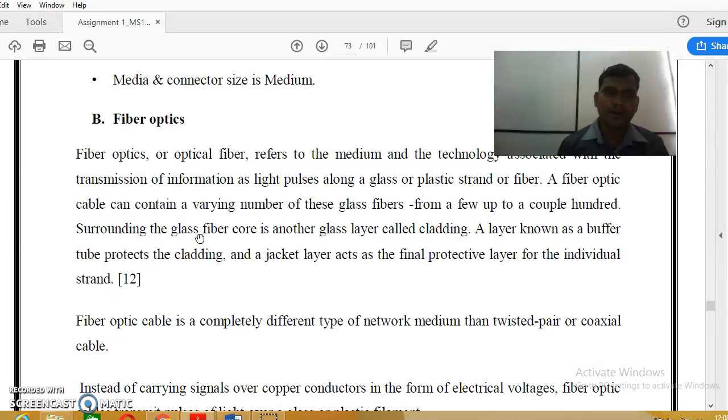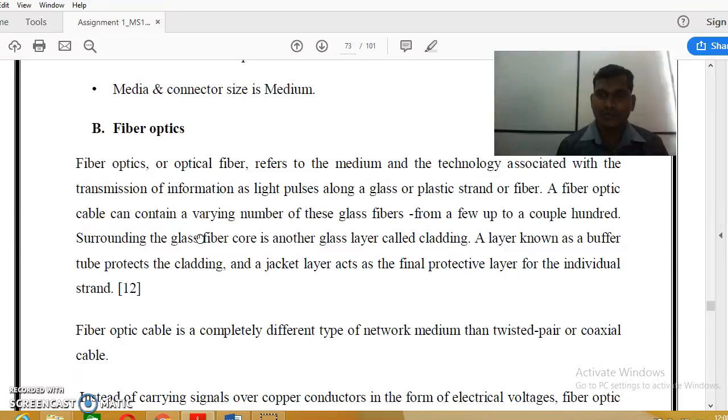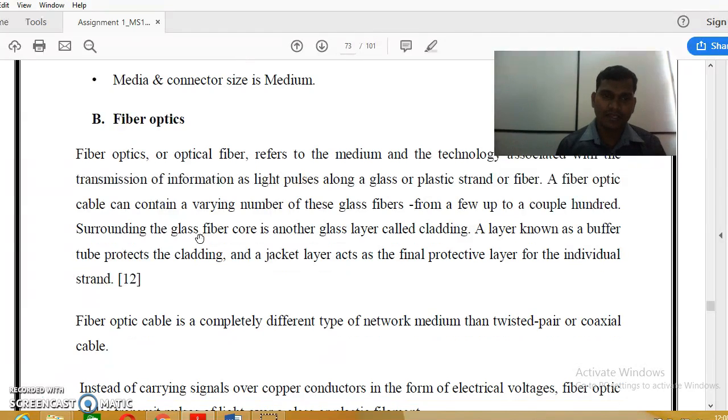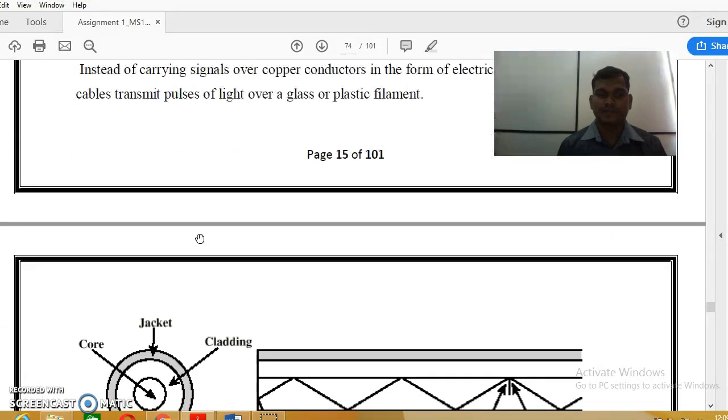Fiber optics. Fiber optic or optical fiber refers to the medium and technology associated with the transmission of information as light pulses along a glass or plastic strand or fiber. Fiber optic cable can contain a varying number of these glass fibers, from a few up to a hundred. Surrounding the glass fiber core is another glass layer called cladding. A layer known as the buffer tube protects the cladding, and a jacket layer acts as the final protective layer for the individual strand.